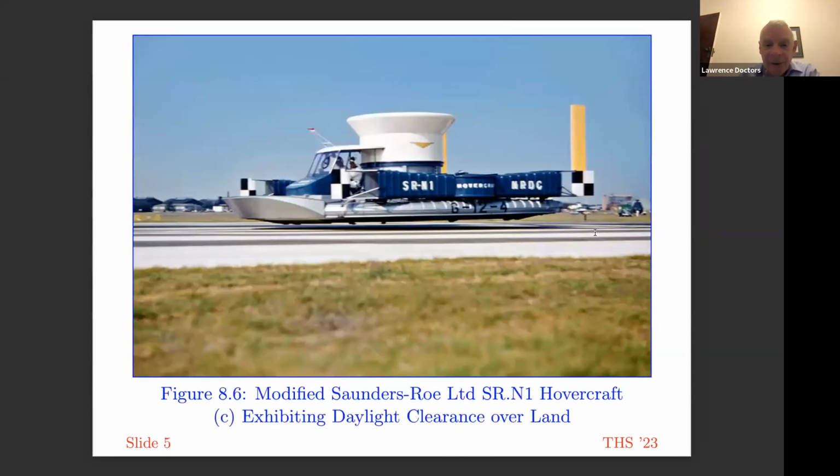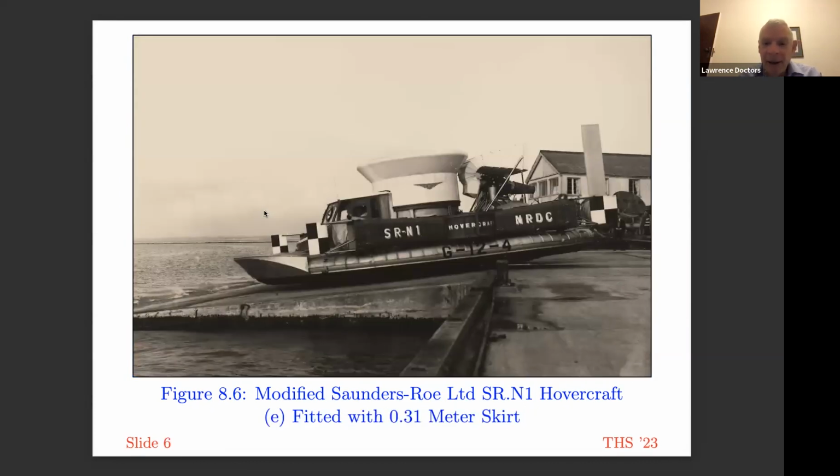Here, of course, is a picture of the SRN1, which everyone is familiar with. This is almost the original version of the SRN1. It does have this bow structure on, which wasn't on the very first version of the SRN1. Here we see the SRN1 with what was then called a 6-inch skirt.